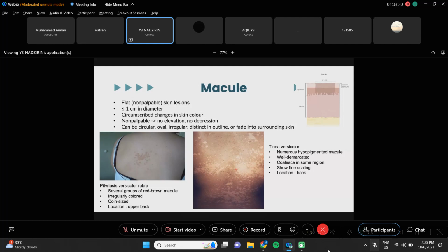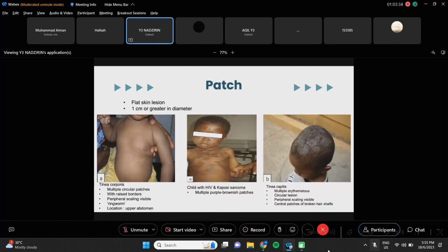Then moving on to the second flat skin lesion, which is the patch. So for the macule, we can see it is less than 1 centimeter. For the patch, it is 1 centimeter or greater in diameter, a flat skin lesion. So we can see in the tinea corporis patient, the lesion of the patch is singular, or it is in circular patches, which is ringworm. We can see in here.